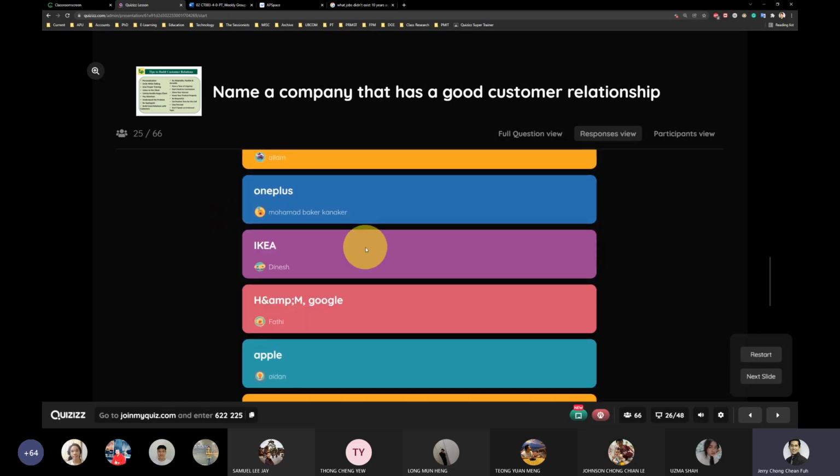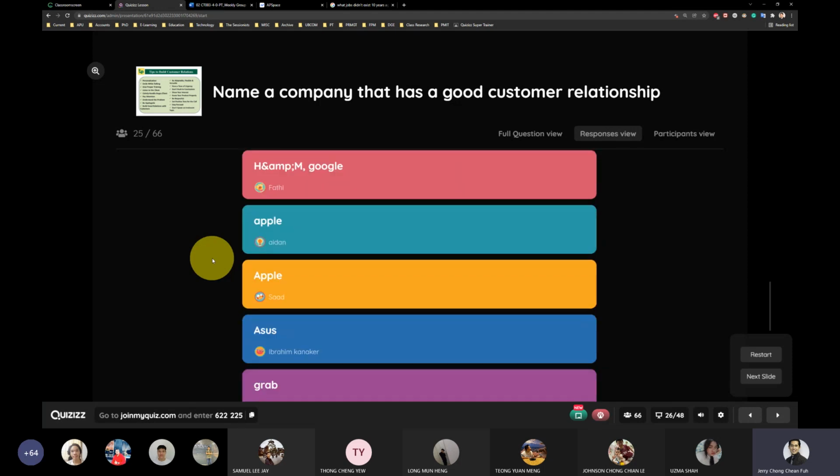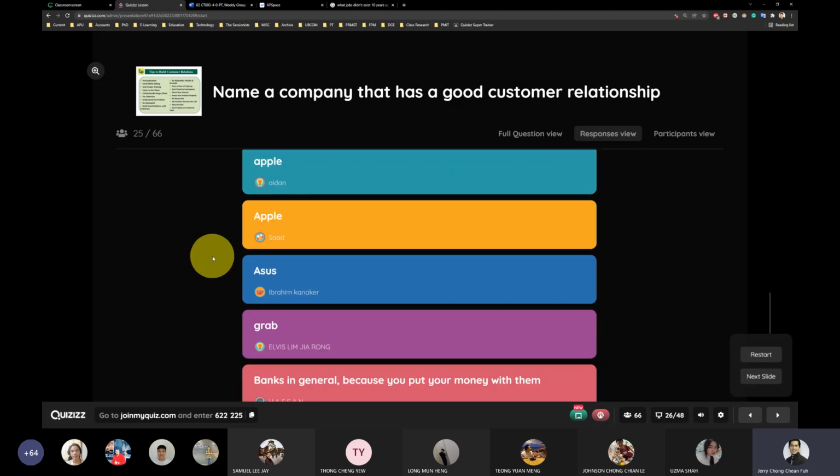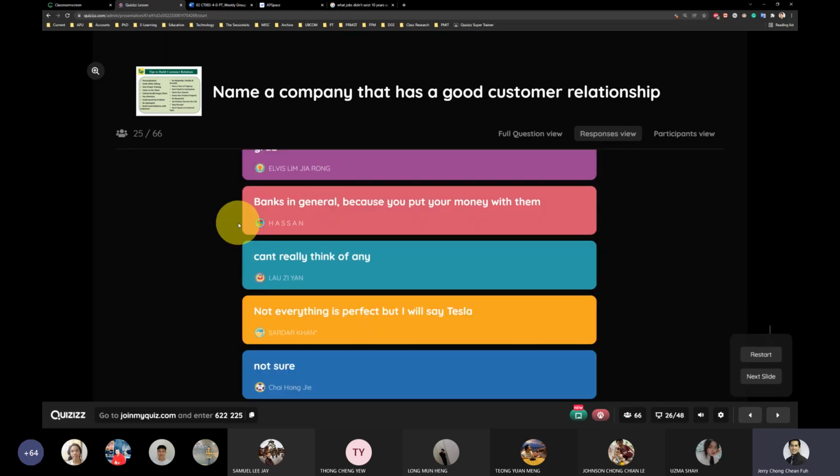Okay, looks like Bakar is missing. Dinesh says IKEA. Fatih says H&M and Google. Apple comes in again. Ibrahim says, oh, Asus. Interesting. Alvis mentioned Grab again. And interestingly, everyone I've been asking about Grab is basically saying, yeah, if I have missing items, they're going to refund me. Yay.